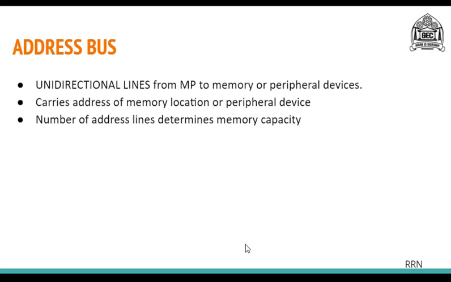So this is how your address lines determine the memory capacity and IO capacity of your microprocessor. If address lines are n, then your memory capacity is 2 raised to n. For example, if your address lines are 16, your memory capacity will be 2 raised to 16.